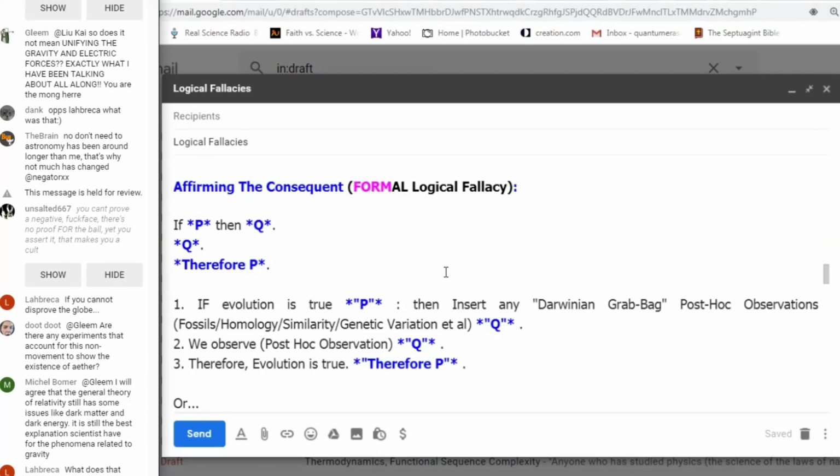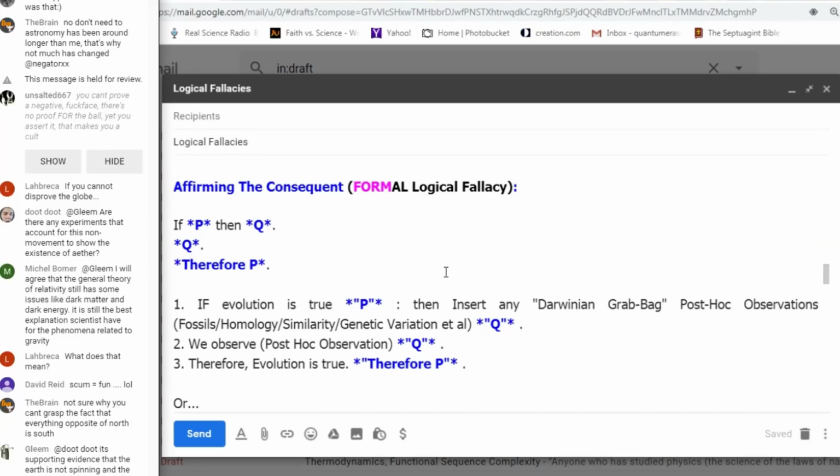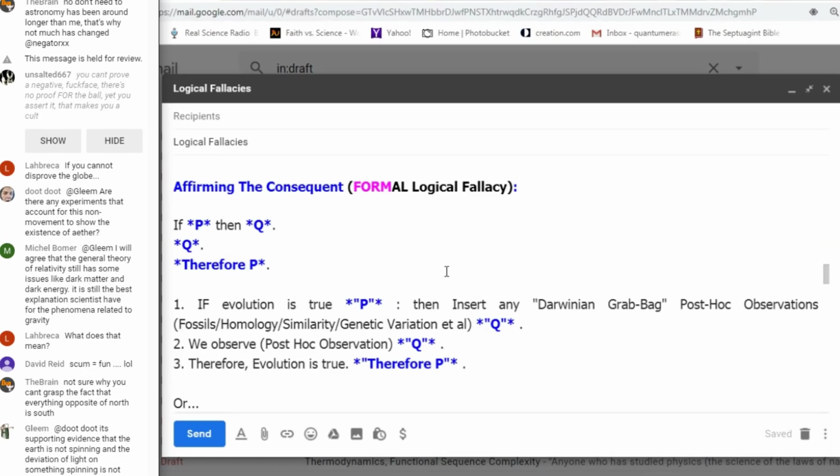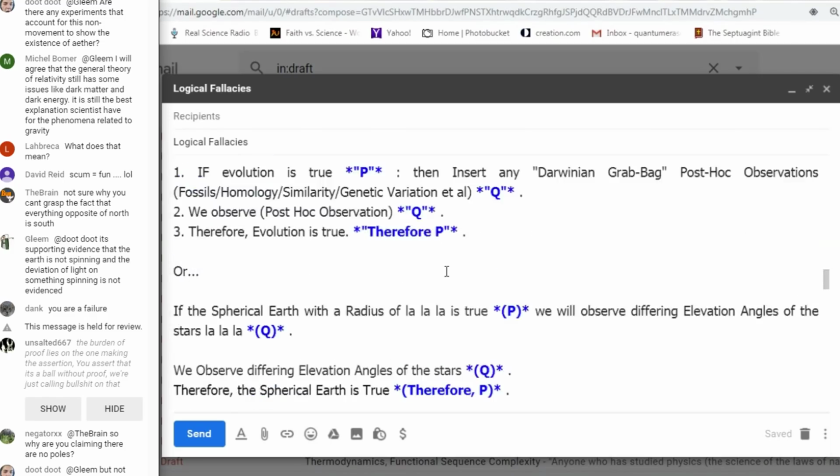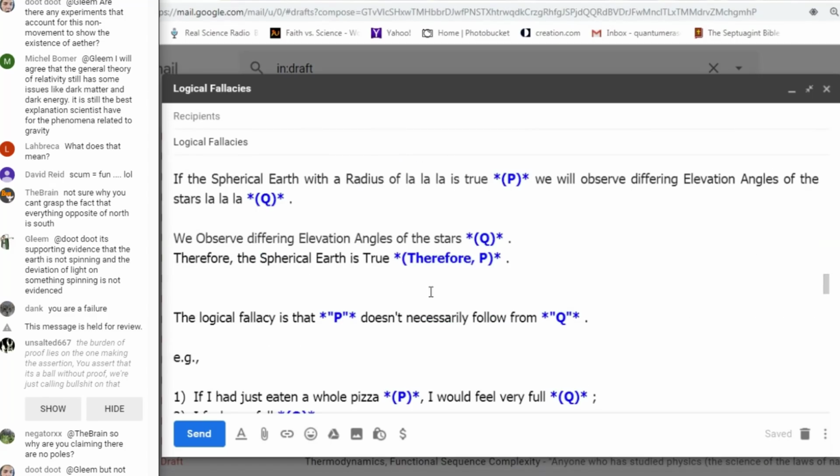So he would attach the burden of proof reversal to the end, which is to say, how can you flat earthers explain the southern star rotation? Now, in that question, it's really difficult to spot that there's an affirming the consequent formal logical fallacy within that burden of proof reversal. So the logical fallacy would go, if the Earth is a sphere, then you will see star rotation in the southern hemisphere. So if P, then Q. If P being if the Earth is a sphere, then Q, we will observe southern star rotation. Q, we observe southern star rotation, therefore P, the Earth is a sphere.